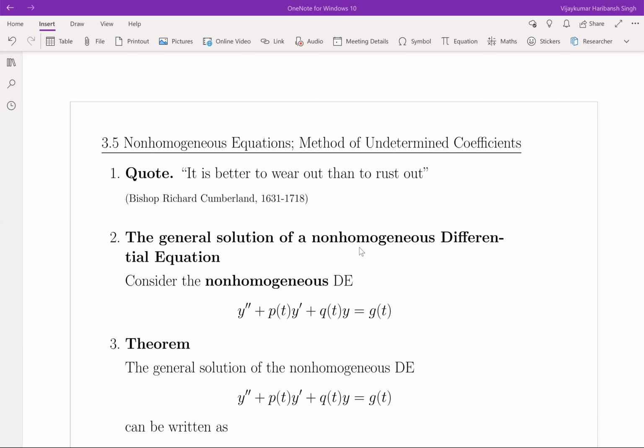Welcome students. Today we want to understand non-homogeneous equations using the method of undetermined coefficients. So the idea is the following. Until now, you have seen y'' + p(t) y' + q(t) y = 0, right? So this is a homogeneous differential equation because this term here is 0.